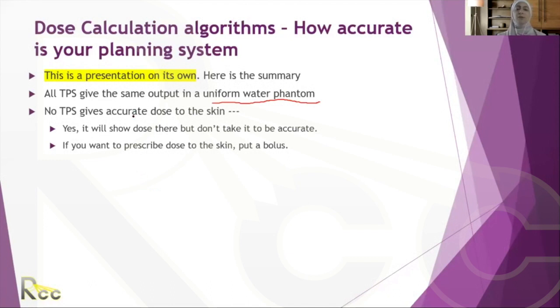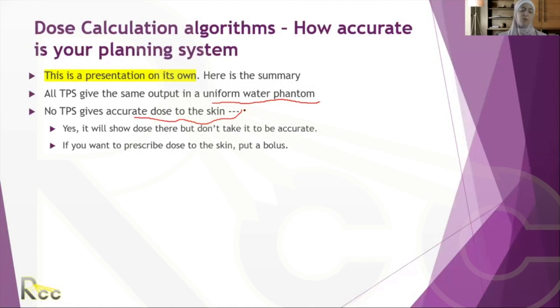No TPS will give you accurate dose to the skin. Skin is a build-up region. And with the exception of Monte Carlo, with the exception of Monte Carlo, all planning systems will not give accurate dose to the skin. It's going to show you some isodose line. It's going to show you dose coverage. But this should be taken with a grain of salt. Meaning, take it with some suspicion. Don't believe what it says.